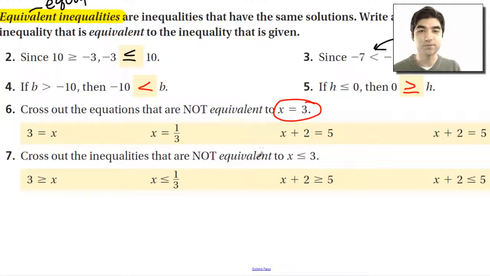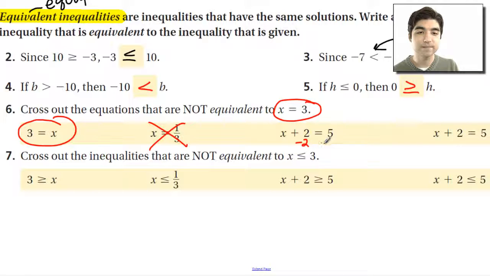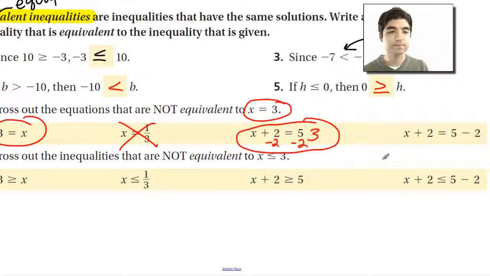Okay, 6, they switch it up and they say cross out the equations that are not equivalent to x equals 3. So does 3 equal x? That one's okay. What about x equals 1/3? Nope. X plus 2 equals 5? Yeah, that's equivalent, right? If we subtract 2 from each side, that would equal 3, so x would equal 3, so that one's okay.